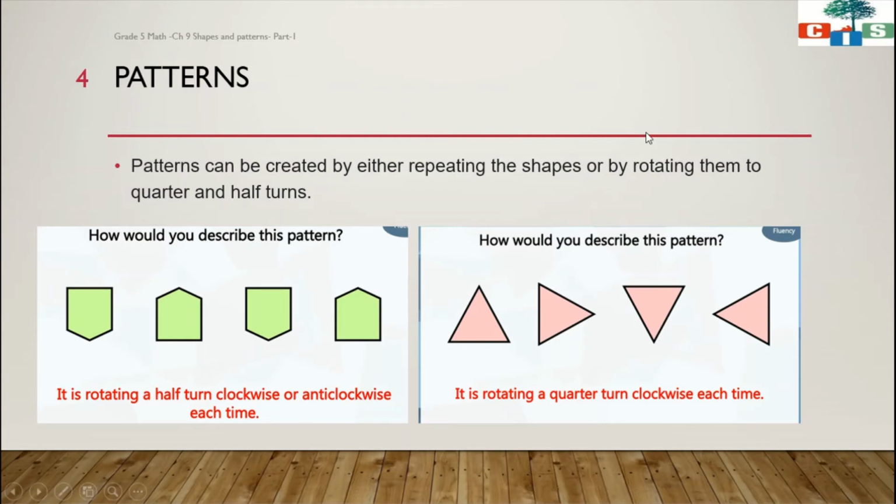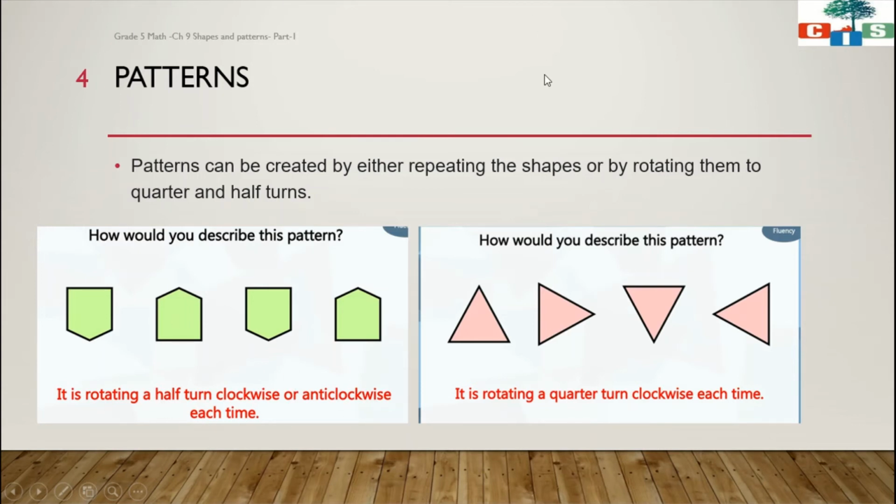Can you see this first figure? How would you describe this pattern? Now here scholars, you can see this pointed point is down. Here we have this pointed point up. Again down, again up. So this is a rotating half turn pattern. Such a pattern is known as a rotating half turn pattern, clockwise or anti-clockwise each time.